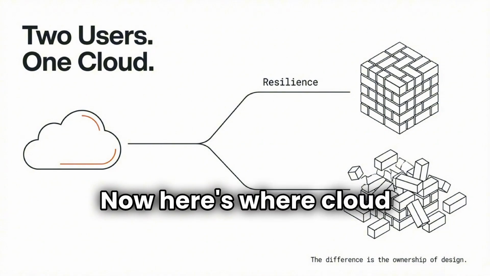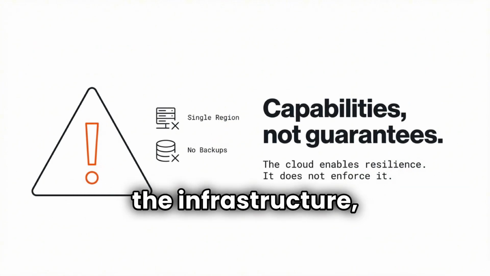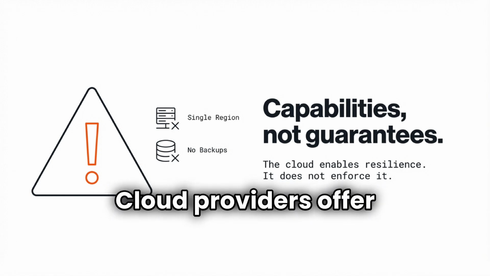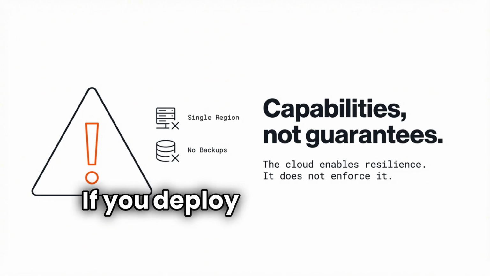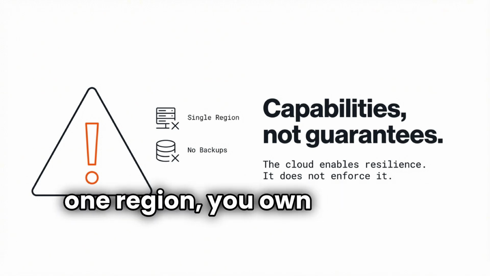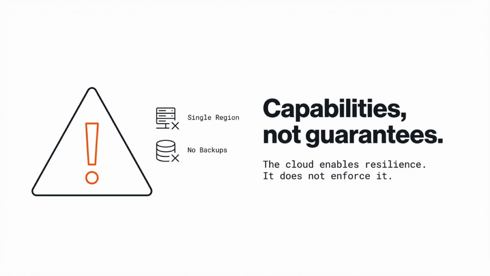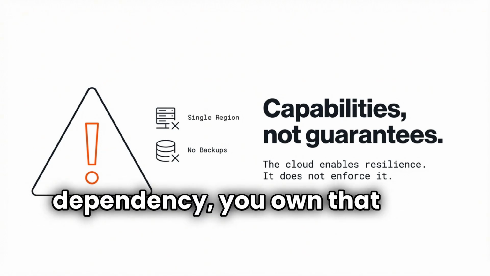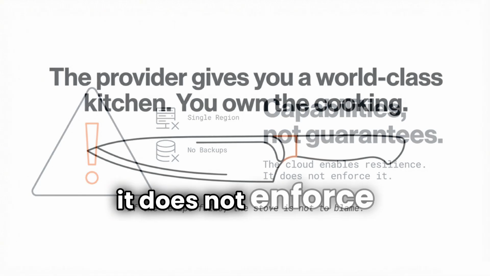Now here's where cloud behavior becomes subtle. Because users don't own the infrastructure, they sometimes assume they don't own reliability. That's a mistake. Cloud providers offer capabilities, not guarantees of correctness. If you deploy everything in one region, you own that risk. If you don't back up your data, you own that risk. If you rely on a single service dependency, you own that risk. The cloud enables resilience. It does not enforce it.